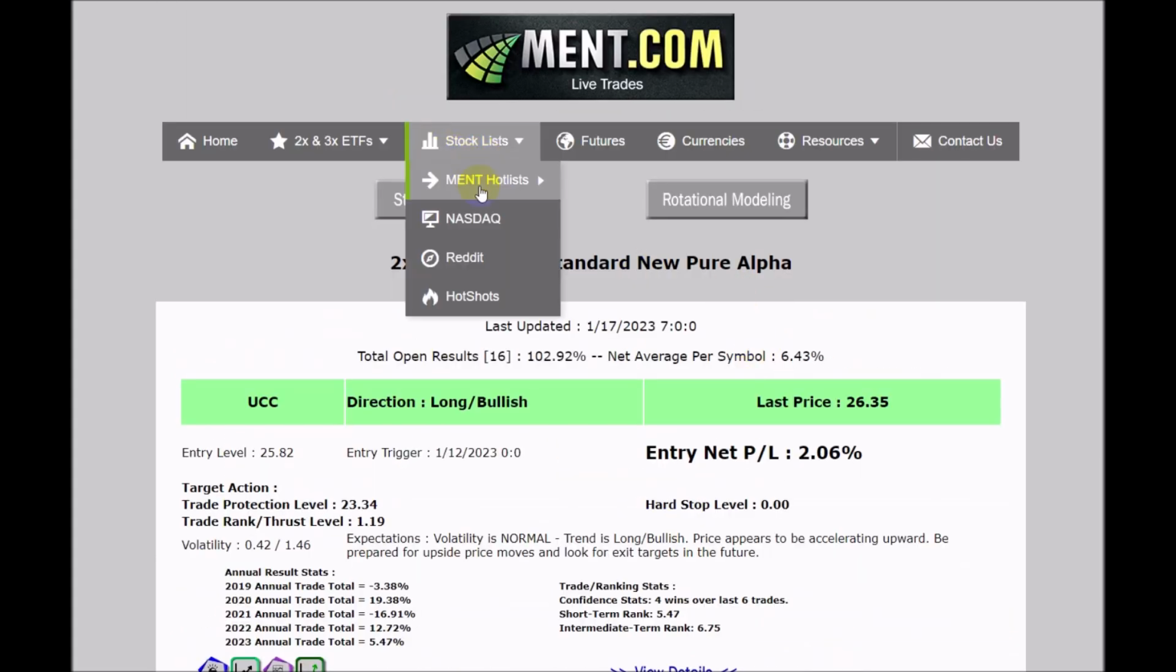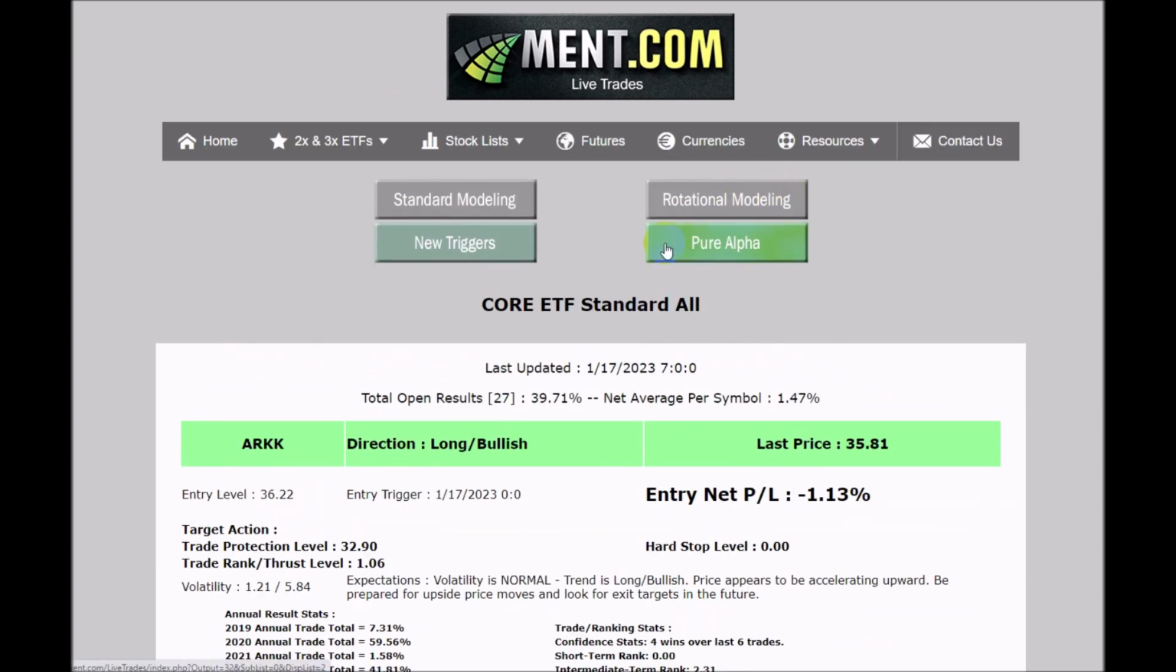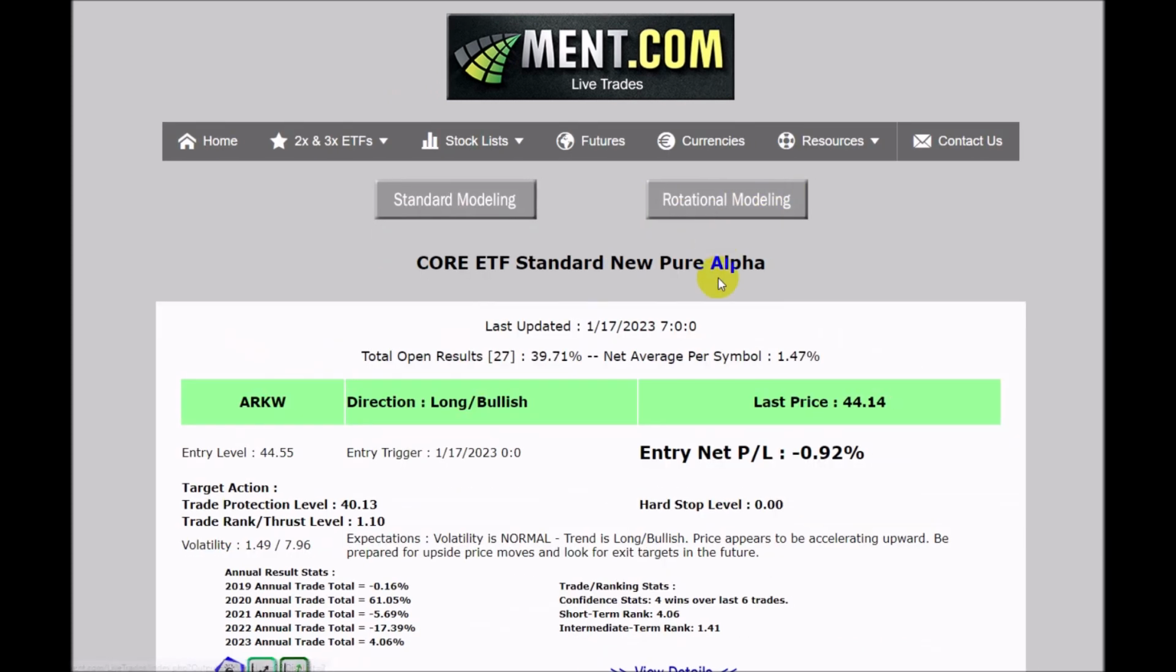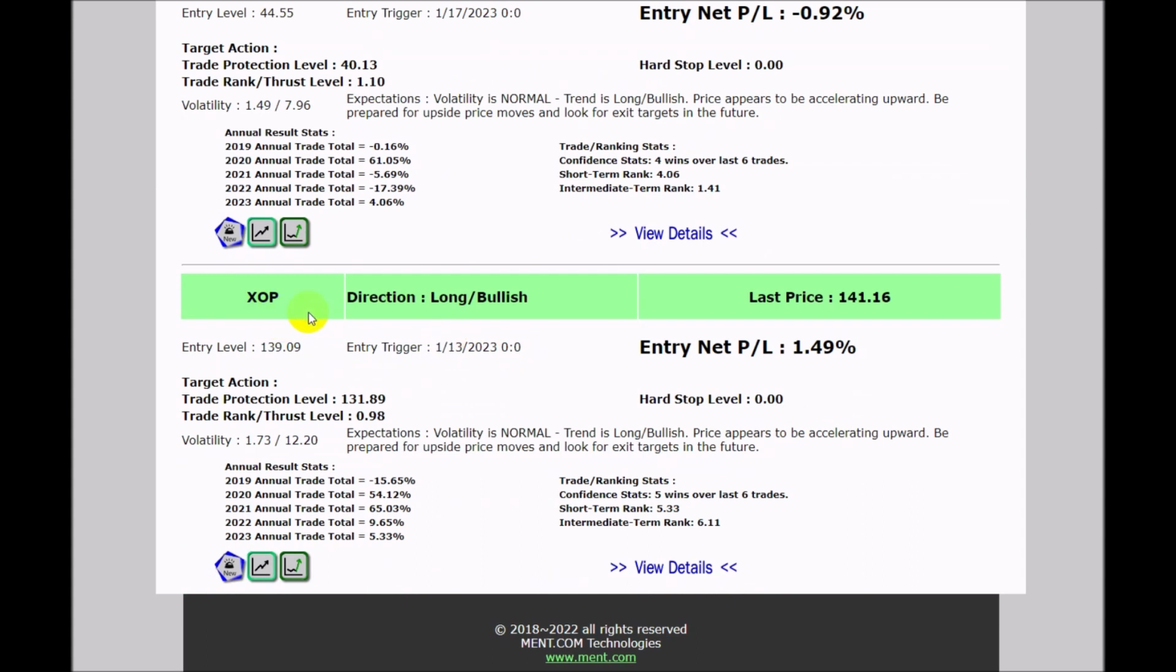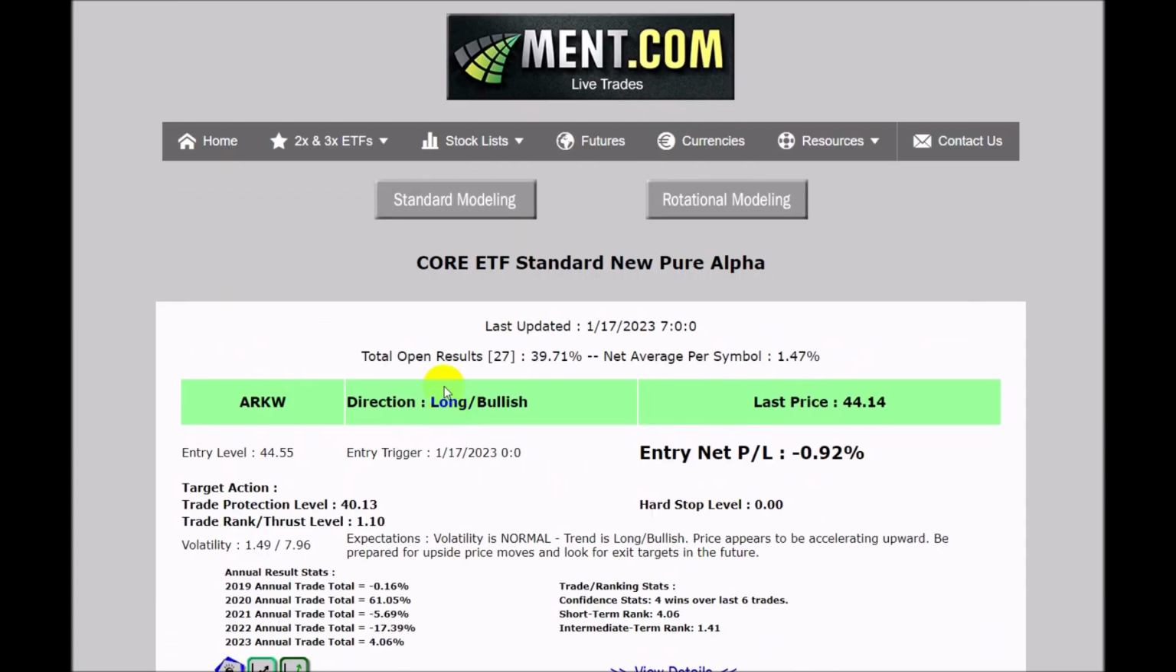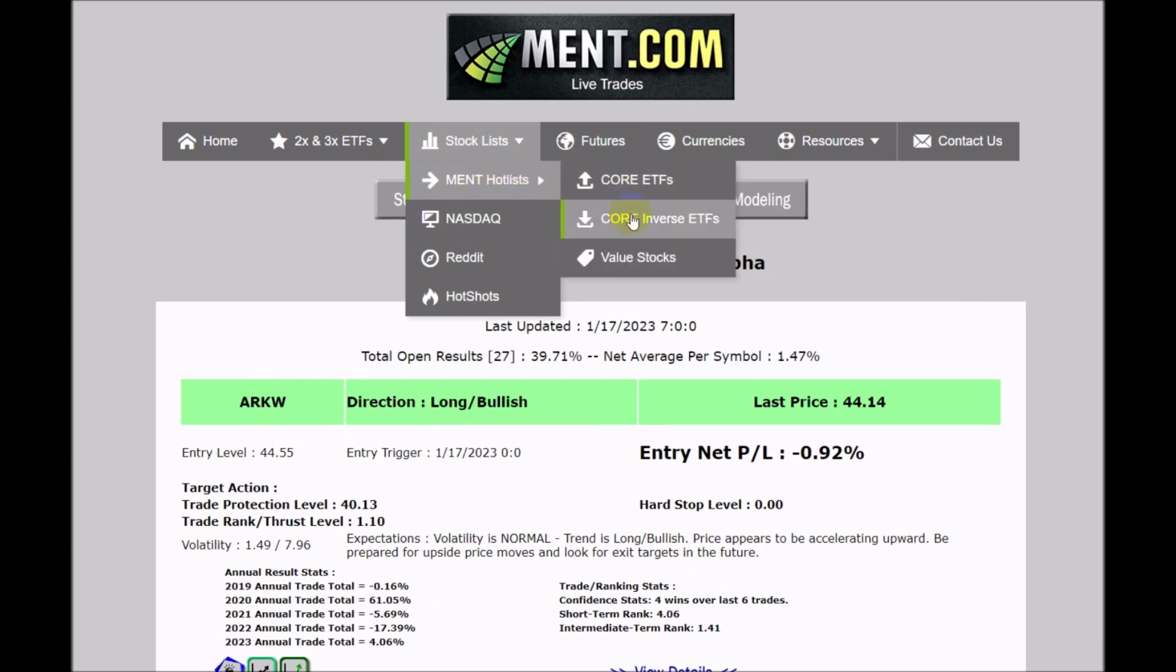Now let's go over here to the stock list, the core ETFs. Pure Alpha, ARKW got long this morning at 44.55. Hard protection level is at 40.13. We're off 0.92%. XOP got long on 113. We're up 1.49%. We've got a protection level at 131.89. Looking pretty good so far, especially if the market takes off.